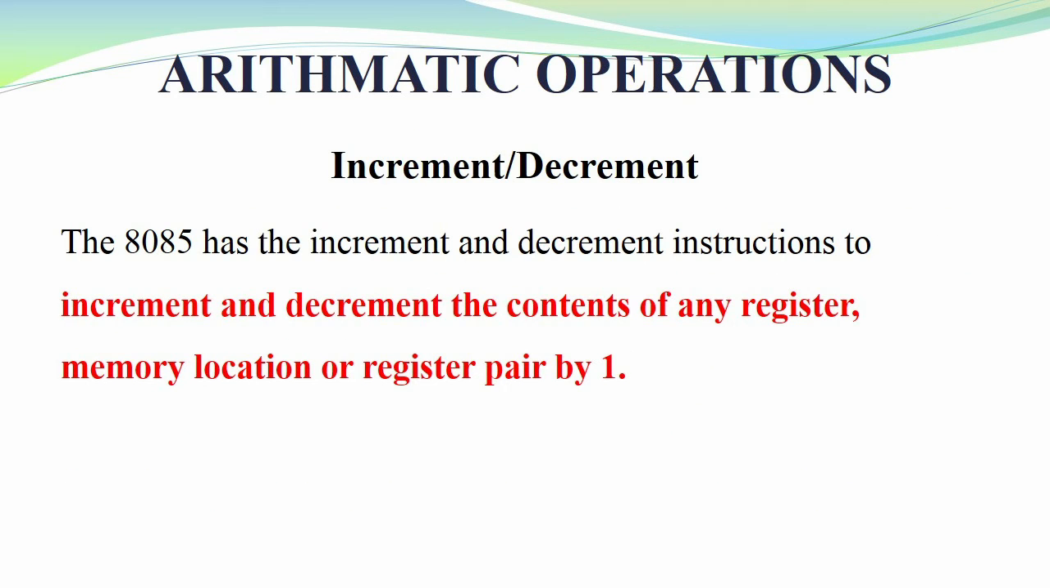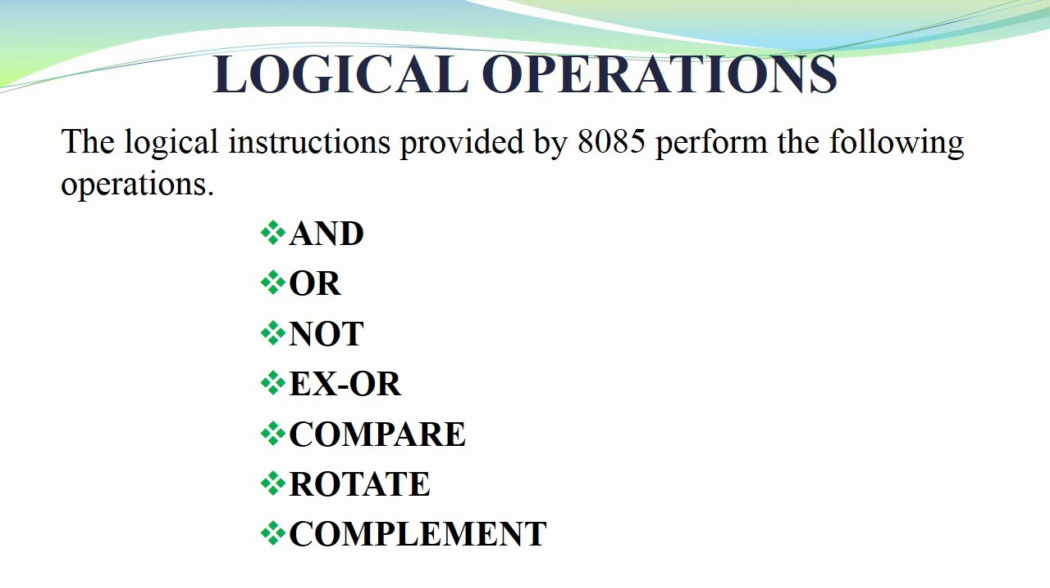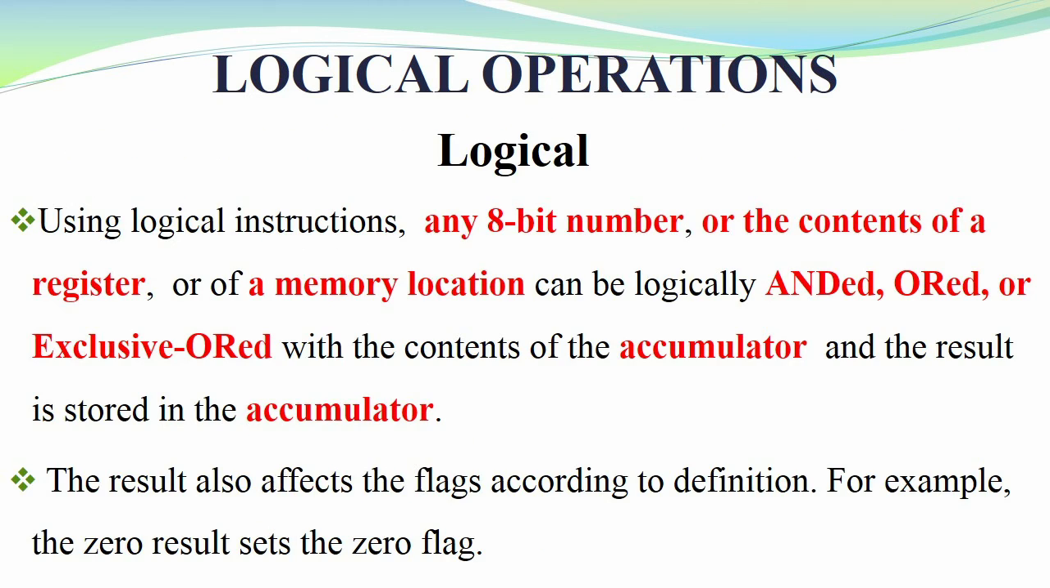Increment and decrement operation. The 8085 microprocessor has the increment and decrement instruction to increment and decrement the content of any register, memory location or register pair by 1. Logical operations. The logical instructions provided by 8085 microprocessor perform the following operations: AND, OR, NOT, XOR, compare, rotate, and complement.